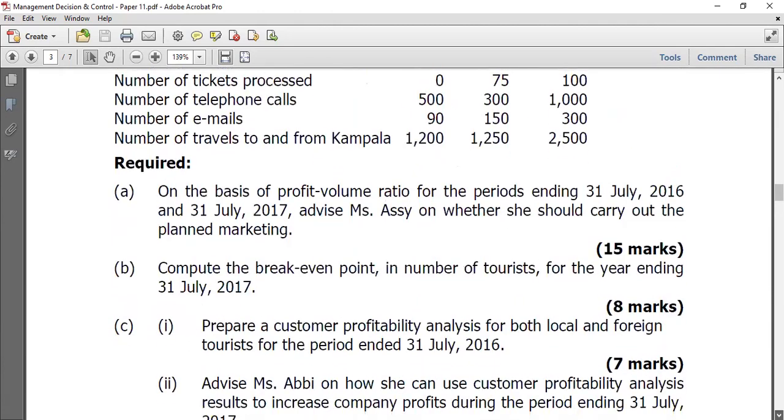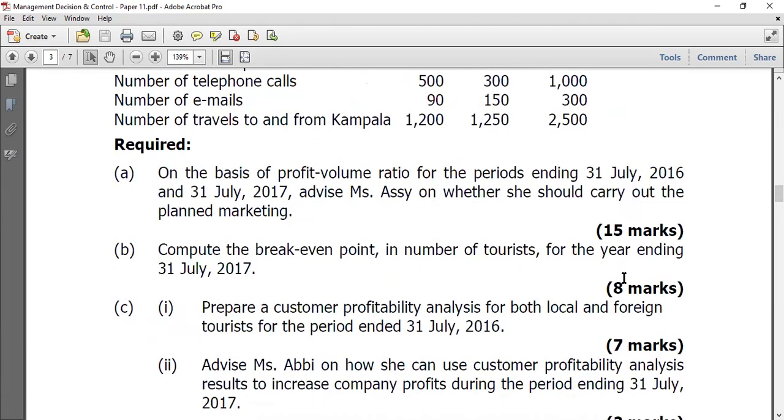So that is, let me just try to also look at the second question. Sometimes when you look at the second question, it helps you to know how the first question will feed into the second question, okay? So they're also asking you here, compute the break-even point in the number of tourists for the period ending 31st July 2017.